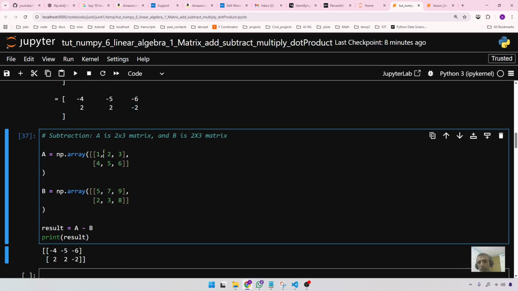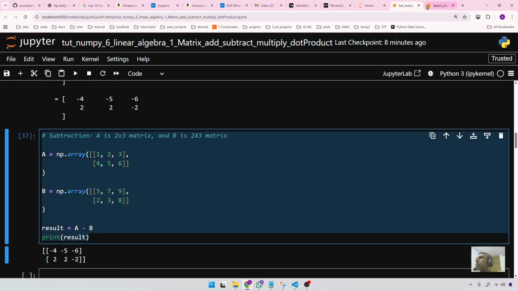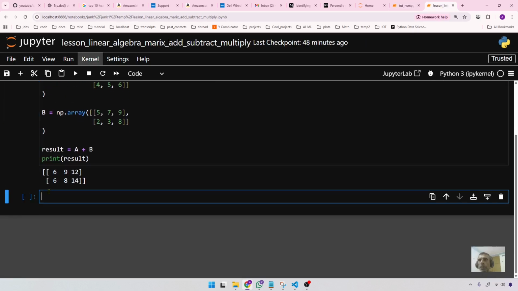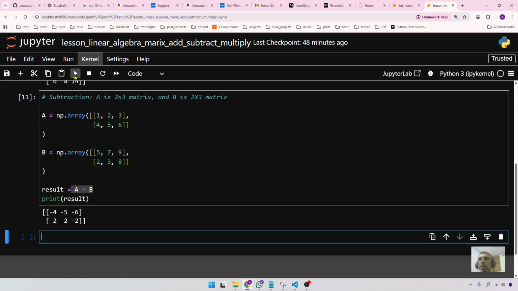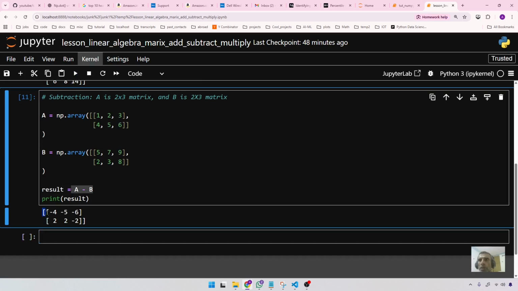Let's look at how we do matrix subtraction. Fairly easy, by the way. For subtraction, make sure A has the same shape as B. This is a 2 by 3 matrix, and B is also a 2 by 3 matrix. So you can perform subtraction. I'm doing A minus B, and that gives me my result right here. This is my A minus B.